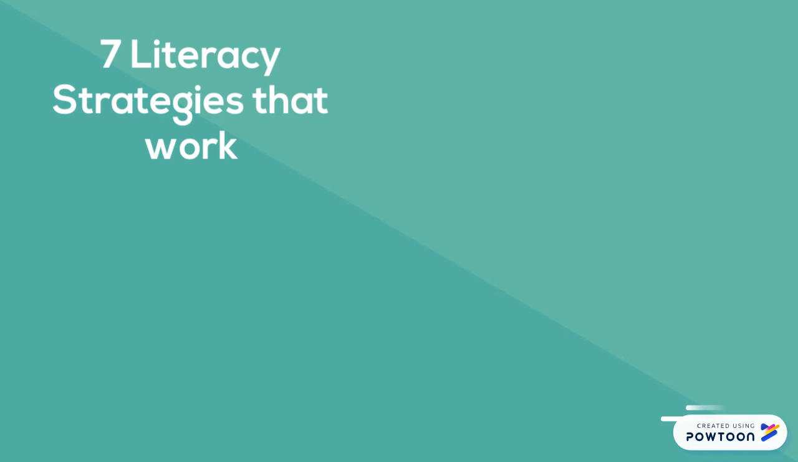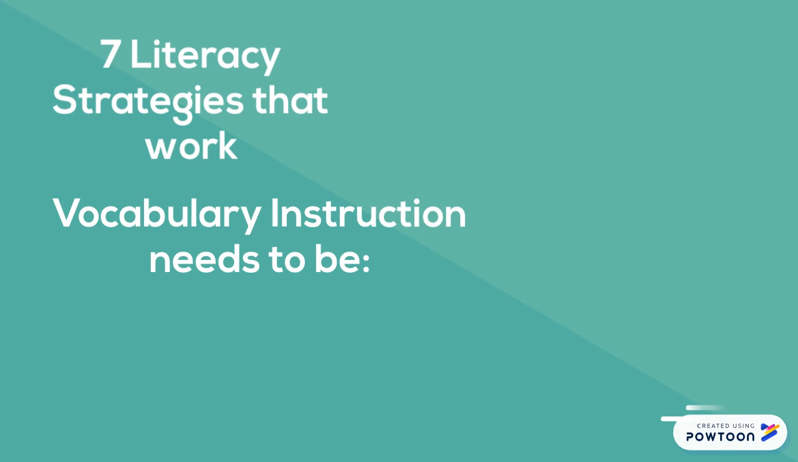In 7 literacy strategies that work, number 4 has been identified as vocabulary instruction, which is essentially saying that vocabulary instruction needs to be explicit and direct. The creation and use of a vocabulary booklet is a way to support vocabulary learning.